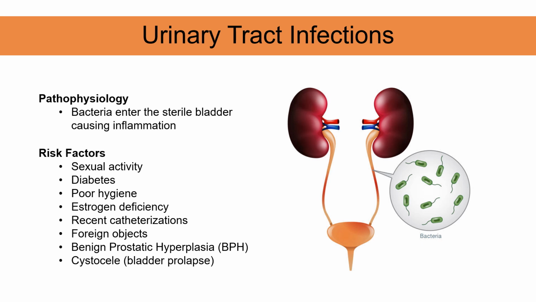So some risk factors for UTIs include sexual activity, diabetes, poor hygiene, estrogen deficiency, recent catheterizations, foreign objects, benign prostatic hyperplasia or BPH, and a cystocele, which is a bladder prolapse. So another note, say it again, that females are at risk for developing UTI because of their short urethra, and its close proximity to the vagina and the rectum, which harbors a lot of bacteria.